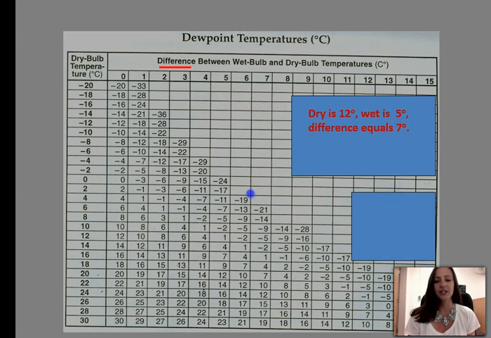Okay, so again, let's just check. And yes, because the dry is 12, the wet is 5, the difference is 7. So we have to look, and it brings us to -5 degrees Celsius.